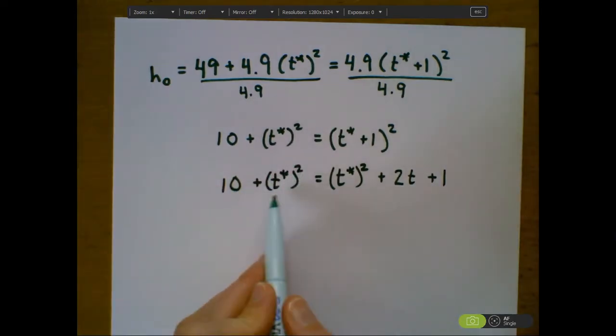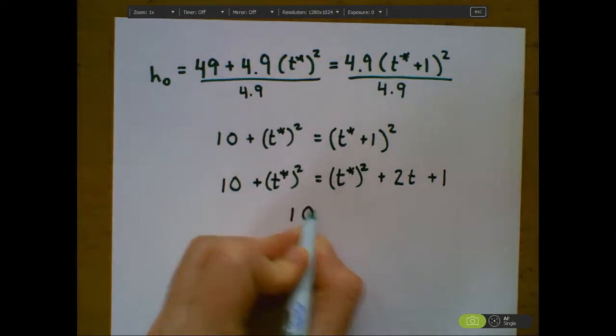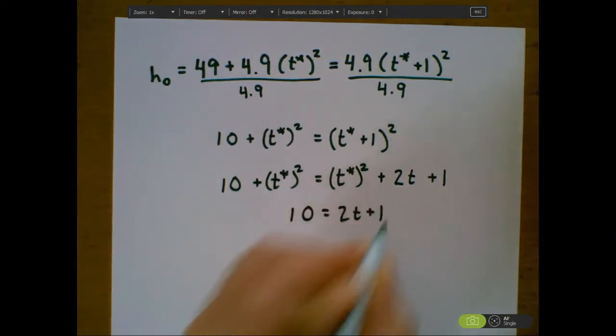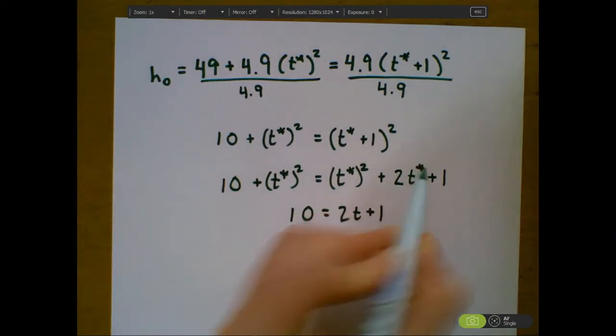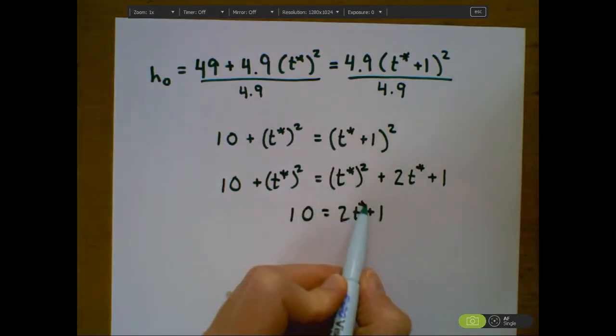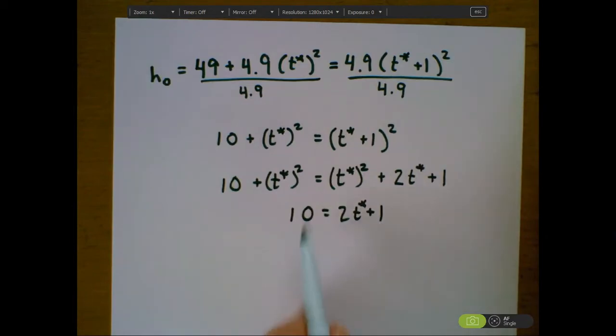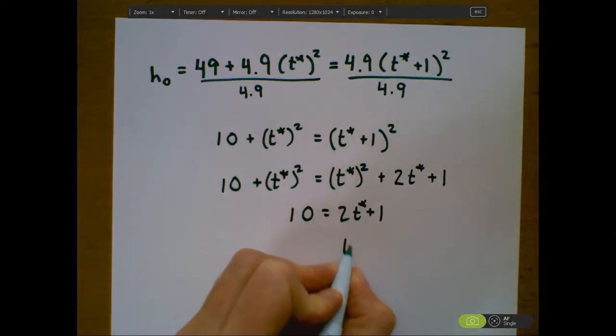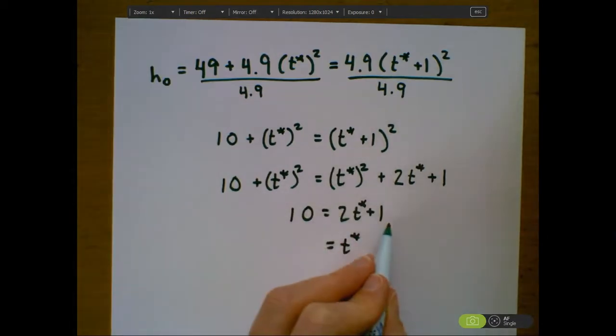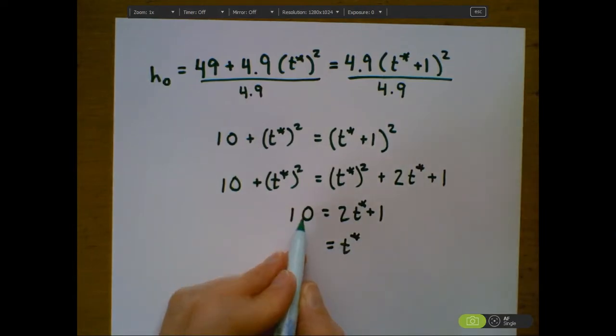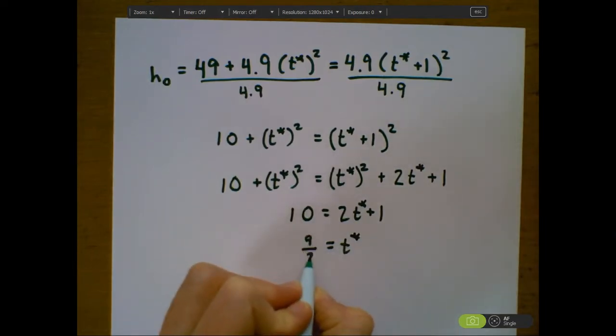I can cancel a t star squared from each side. I just subtract them. And I see that that means that 10 is equal to 2t plus 1. Whoops, this should have a star. Sorry, when I multiplied this out, I just dropped the star. But that's just a labeling convention. So that means that t star in this case is exactly equal to (10 minus 1) divided by 2, which is 9 halves.